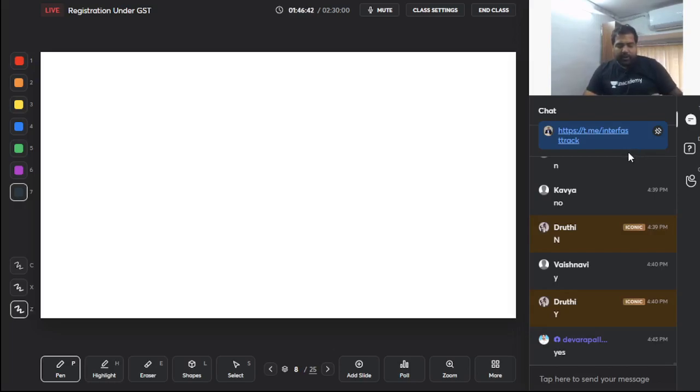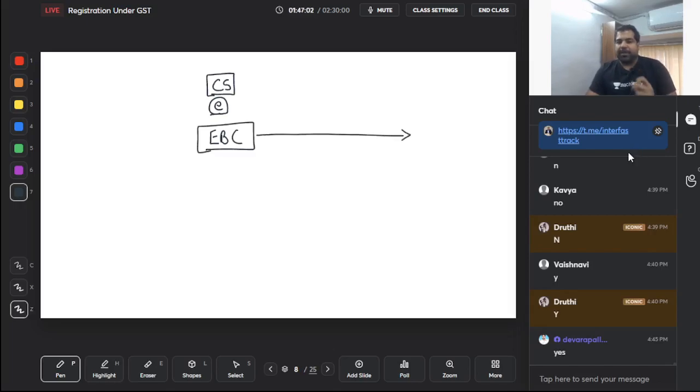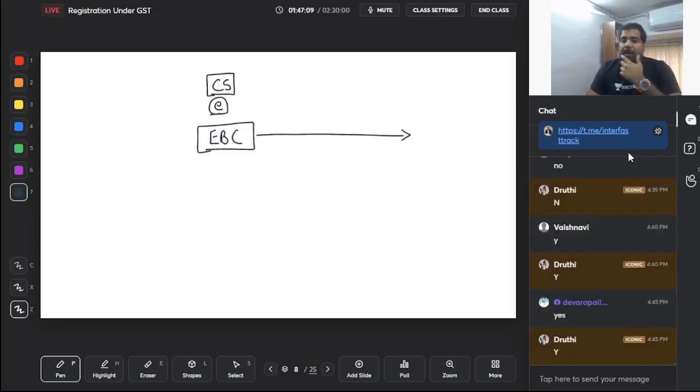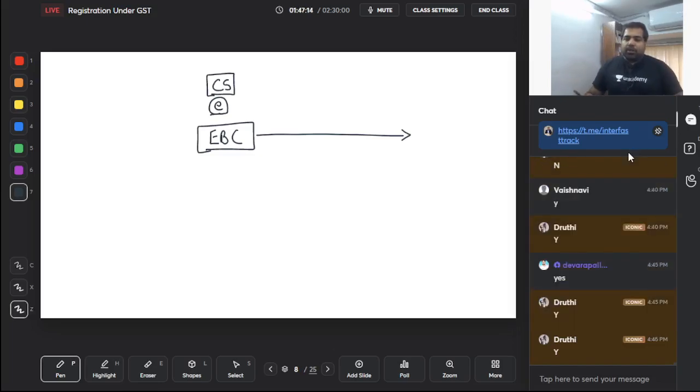Guys, unfortunately, two things are happening. You are entering into the composition scheme, or your supply is becoming exempt. This is EBC. Guys, can they enter into the composition scheme? Yes, they are manufacturers. And can their supply become exempt? The government can come up with a notification.